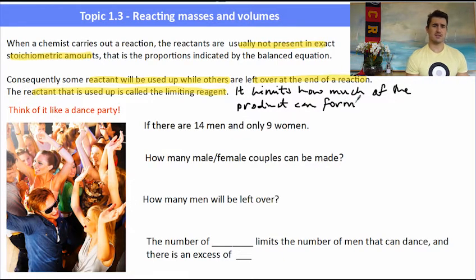We can think of this a bit like a dance party. If there's 14 men and 9 women at a party, and the ratio is only 1:1, no weird stuff going on, how many male-female couples can be made? Well, we can make 9 couples because there's 9 females that could have 1 male partner. That means that we have 5 blokes that are left over. So we would say that the men are in excess and the females are the limiting reagent. So the number of females limits the number of men that can dance, and there is an excess of 5 men without a partner.